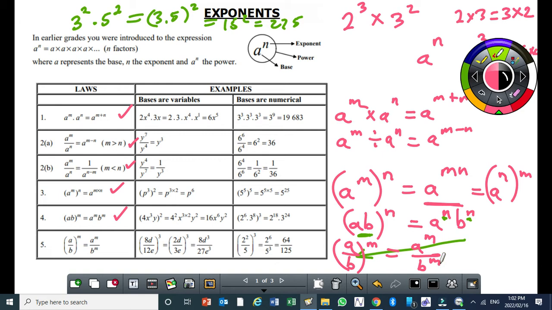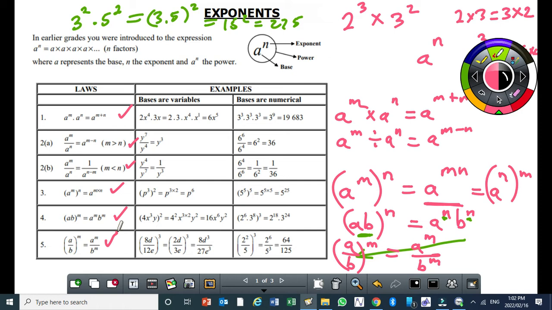It is the same. So you distribute the exponent into the bracket, and you come up to that result. Okay? So you're expected to know this. This is grade 10. Right? So we are on the 5th law.